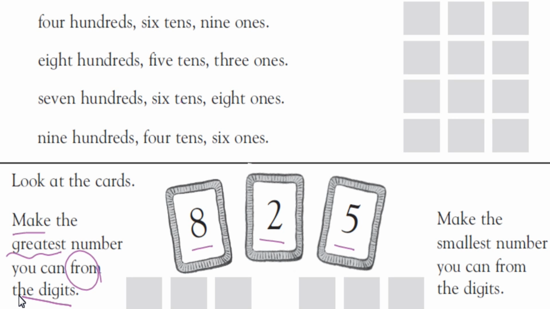The greatest number, I start from the big. So you start with the 8, 5, and 2. So the greatest number will be 852. And the smallest, I will start with the small, so it will be 258. Now we finished all the things about the place and value and how to make the greatest number and the smallest number. We still have the last sheet about comparing and ordering, and we will finish the revision on Unit 1. See you next time. Bye.